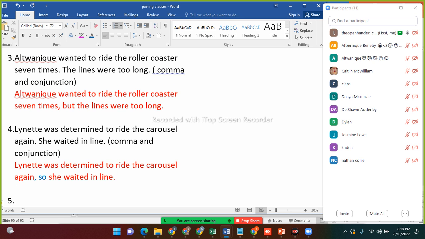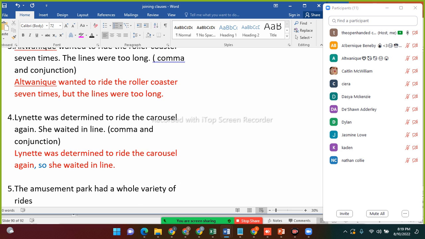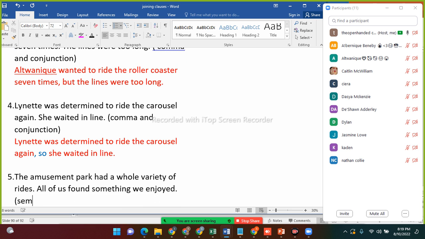Number 5. The amusement park had a whole variety of rides. All of us found something we enjoyed. Here we want to use a semicolon.